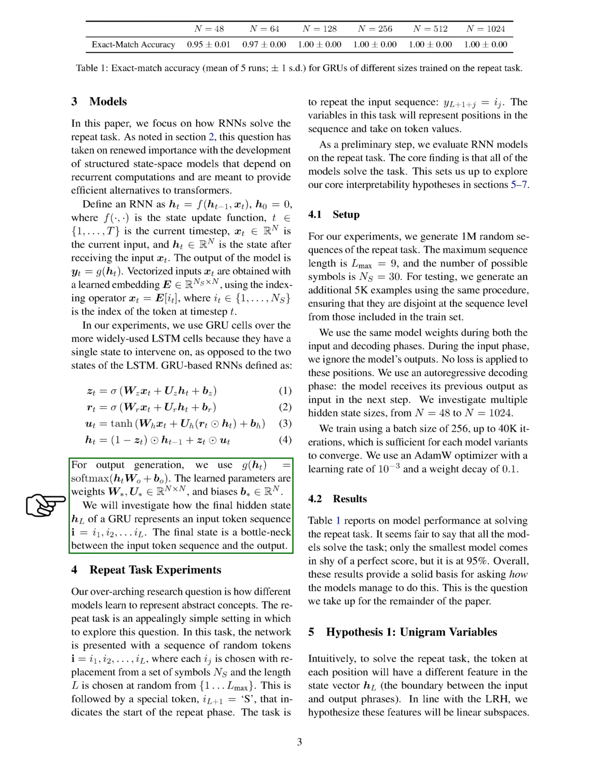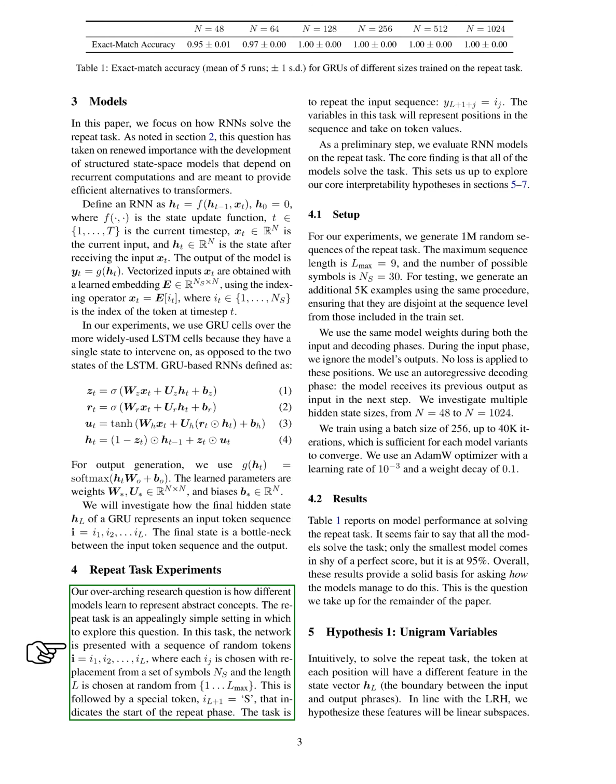For generating outputs, we apply a softmax function to the current state combined with learned weights and biases. We will examine how the final hidden state of a GRU reflects the input token sequence, acting as a bridge between the input and output. For our repeat task experiments, we aim to understand how different models learn to represent abstract concepts. The repeat task is a straightforward scenario for this exploration.